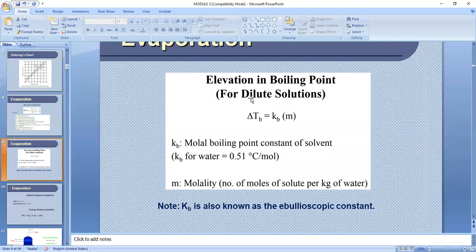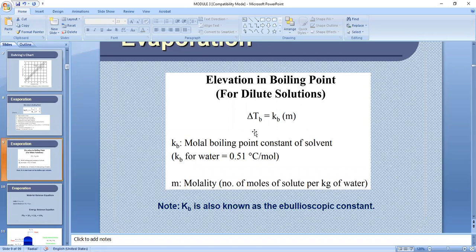Now, elevation in boiling point for dilute solutions can also be determined using this one. If you could remember this, delta T_B, the boiling point elevation, is equal to K_B times the molality, where K_B is the molar boiling point constant of the solvent, and m is the molality, the number of moles of solute per kilogram of solvent. This would be the corresponding rise in the boiling point. Do you recall this formula? Can you recall this formula?